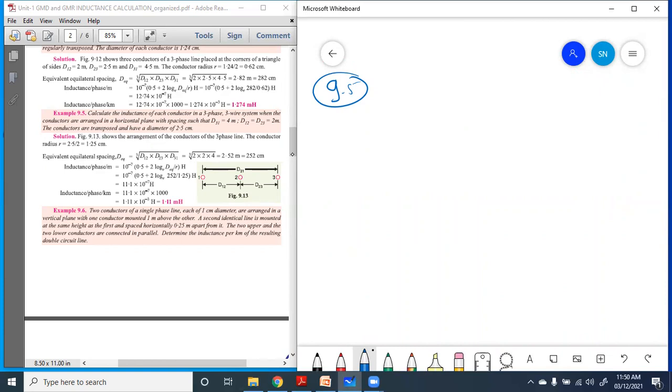Now suppose we have to draw the diagram. First conductor, second conductor, and third conductor horizontally. Number 1 conductor, number 2 conductor, number 3 conductor. The center to center distance is given. What is the distance D12? D12 becomes 2 meter. D23 becomes 2 meter, given.